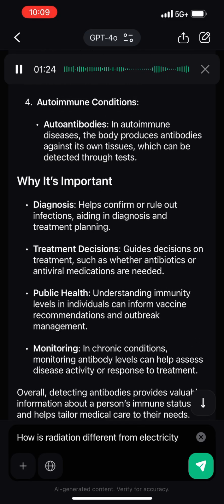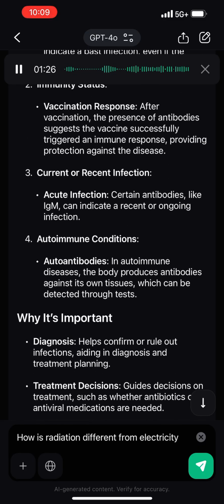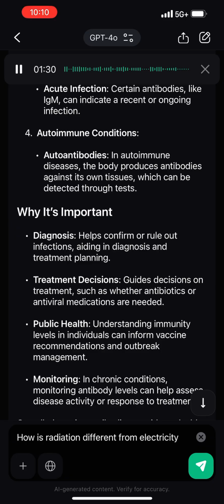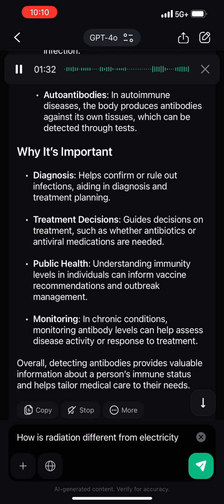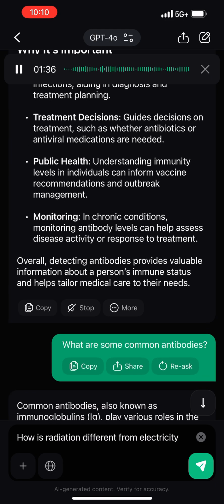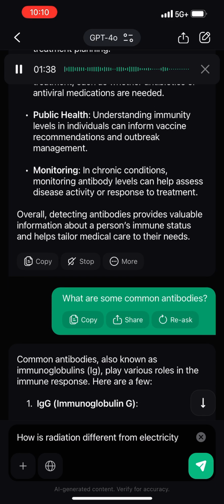Monitoring: in chronic conditions, monitoring antibody levels can help assess disease activity or response to treatment. Overall, detecting antibodies provides valuable information about a person's immune status and helps tailor medical care to their needs.